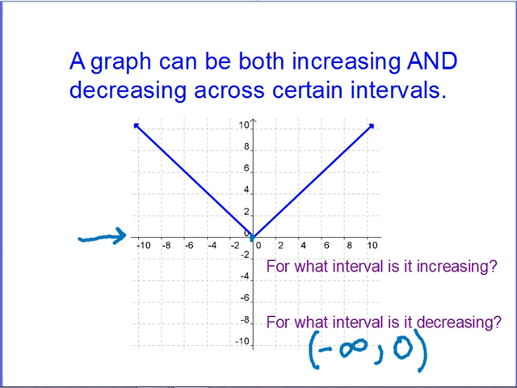What happens right here at 0 as I'm moving forward? What's happening to my graph now? My graph starts to increase. That's where my graph starts to have a positive slope. So I'm going to say from 0 and all the way to positive infinity, my graph is increasing.